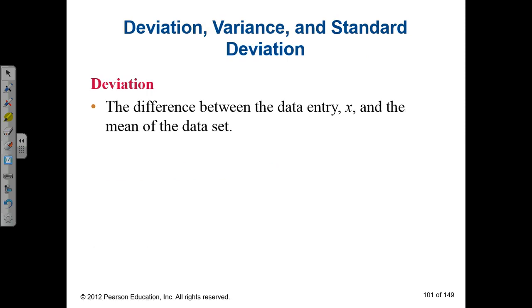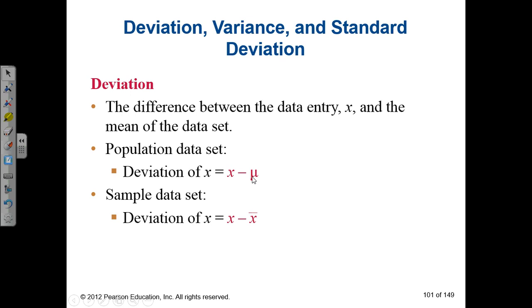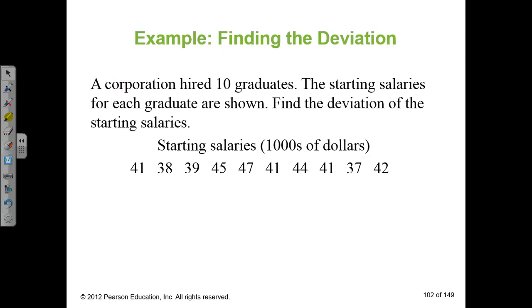Next, we're going to look at deviation. Deviation is the difference between a data value and the mean of that data set. First, we're going to look at the population deviation, which is x minus mu, the population mean. So it's each value minus the population mean. Or we could find the sample deviation, which is x minus x bar. Remember that x bar is the sample mean.